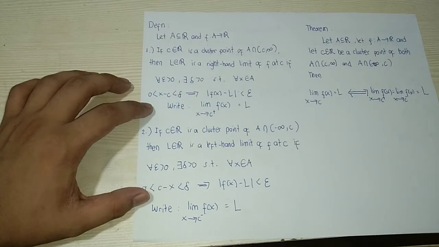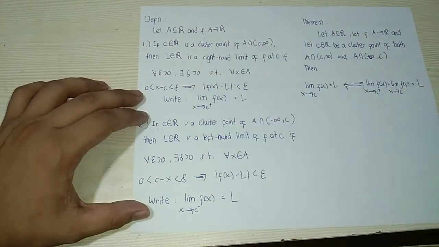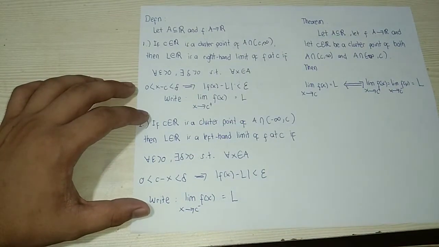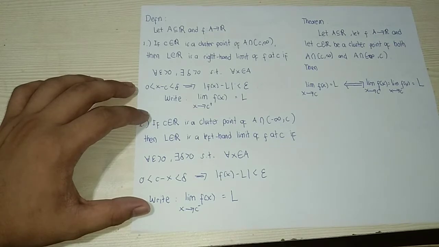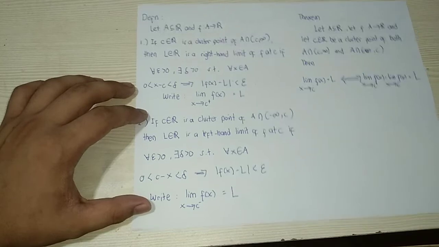So this is still the definition of the limit, no? What happened is we just restricted the values of x to the right side of C. And we write the limit of f(x) as x approaches C plus, or x approaches C from the right, equals L.